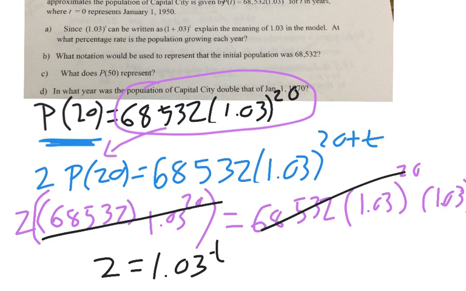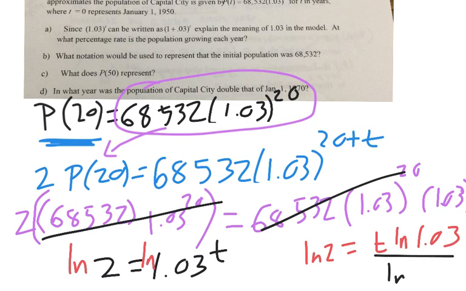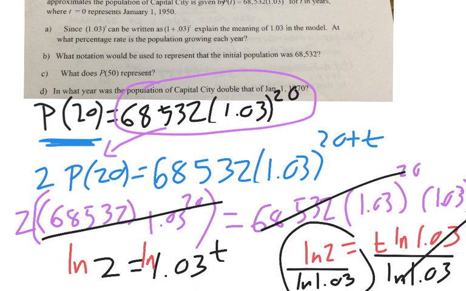Can we solve from here now? I'm looking for t. T is stuck in the exponent. How can I get t out of the exponent? I can log both sides, or you could rewrite it in exponential form. So this is going to be the natural log of 2 equals t times the natural log of 1.03. Right, if I'm taking log of this, I move the exponent to the front in line. Now I can do regular algebra with it. T is being multiplied by the natural log of 1.03. So I'm going to divide by the natural log of 1.03. So T equals whatever that is.